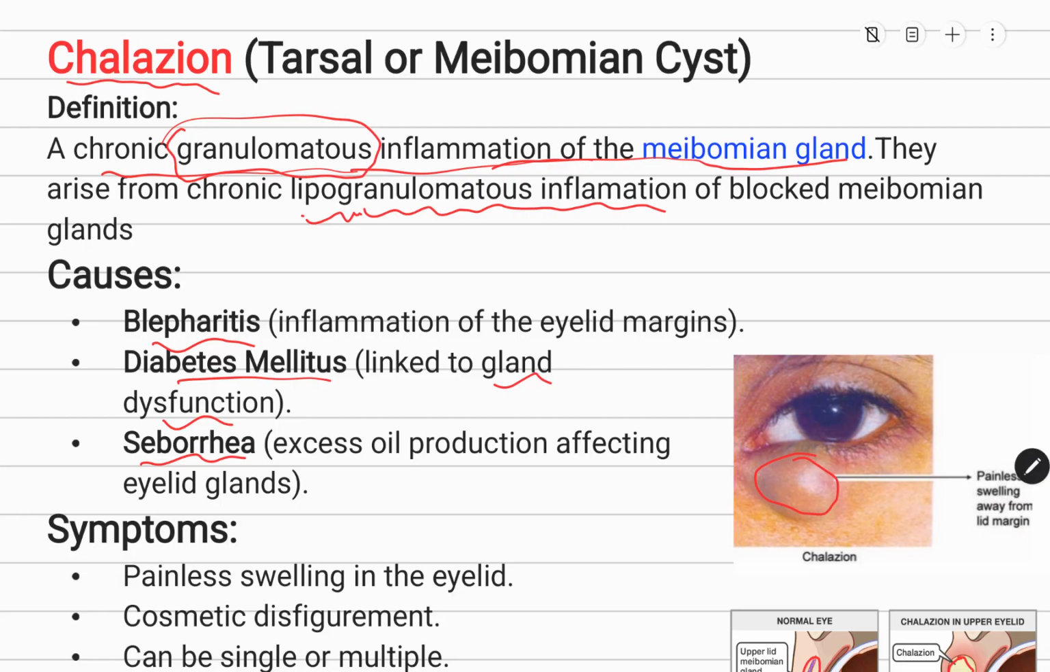inflammation of meibomian glands. So if the inflammation occurs, as we know, our cells will start migrating towards that area, and there is the formation of granuloma in this case. So it may occur due to dysfunction of the gland, due to blockage of the duct, or it may occur due to seborrhea, in which there is excess production of oil.